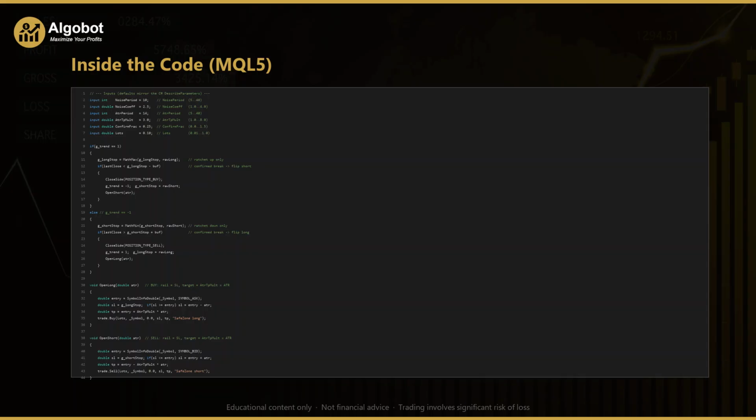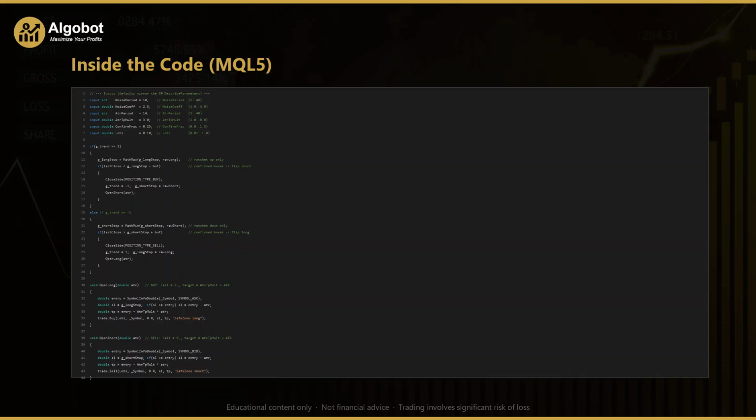It closes the buy side, sets the trend to -1, records a fresh short rail, and calls open short. The mirror block handles the short side. When the trend equals -1, it ratchets the short stop downward with mathmin. If the last close pushes above the short stop plus the buffer, it closes the sell side, flips the trend to 1, and calls open long.